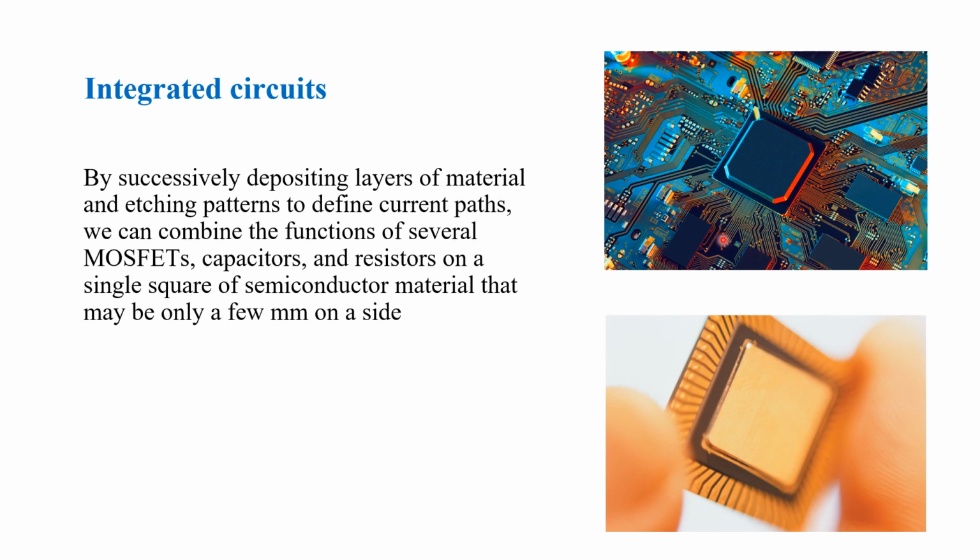Lastly, let's have a brief talk about your integrated circuits. Integrated circuits are made by successively depositing layers of materials and etching patterns to define current paths. We can combine the functions of several MOSFETs, capacitors, and resistors in a single square of semiconductor material that may be only a few millimeters on the side. So like this one here. An integrated circuit combines MOSFETs, diodes, capacitors, and resistors.